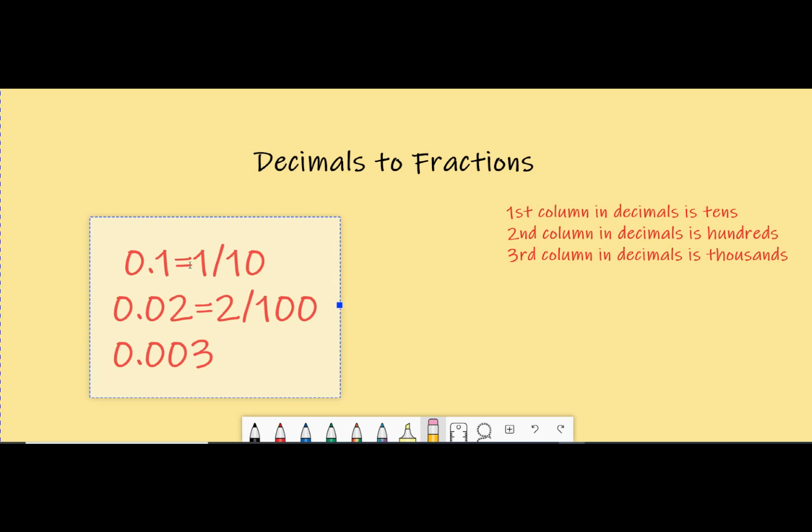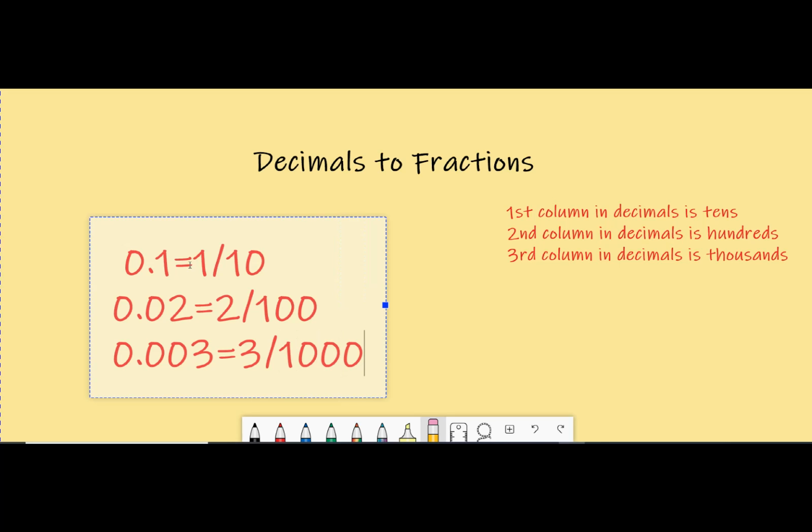is easier because we're getting used to it now. Don't worry, we're going to do a few of these. This one is 3 divided by what? What do you think? Up here, third column is in thousands, so we're going to divide by 1,000. Do you think you can do that? That's not difficult, is it?